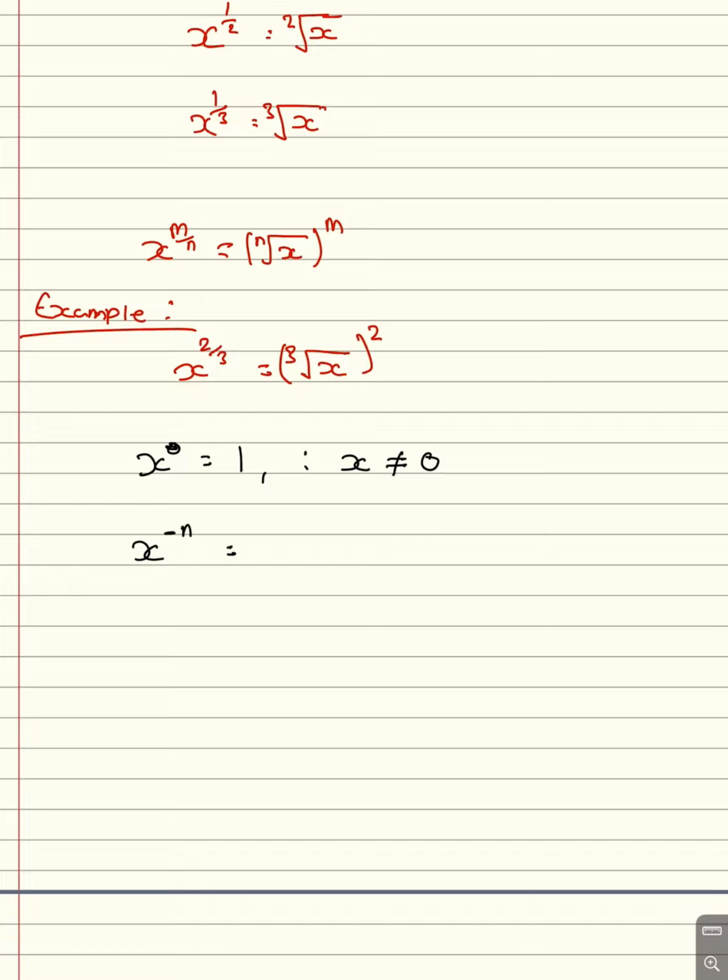Another one is x to the power of negative n, and all this just means is take the reciprocal of x, which is 1 over, and put 1 over x to the power of n. Now again, this cannot happen when x is 0, so we also have to add on that such that x is not equal to 0.